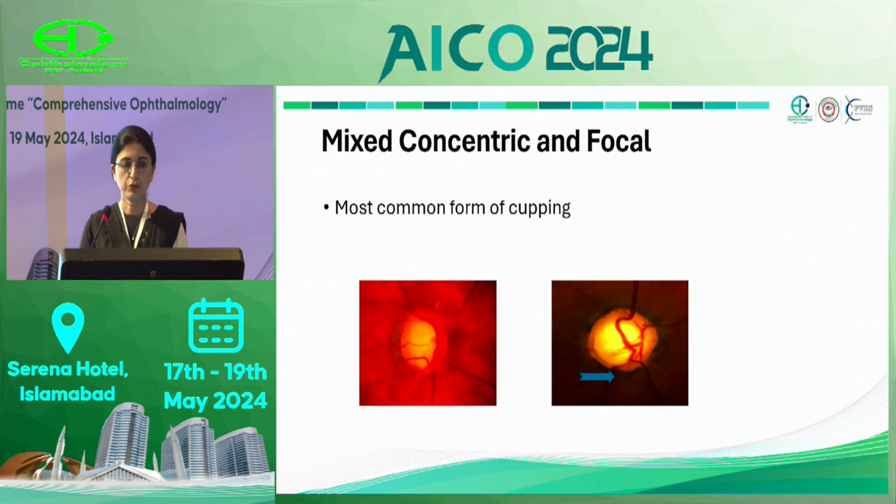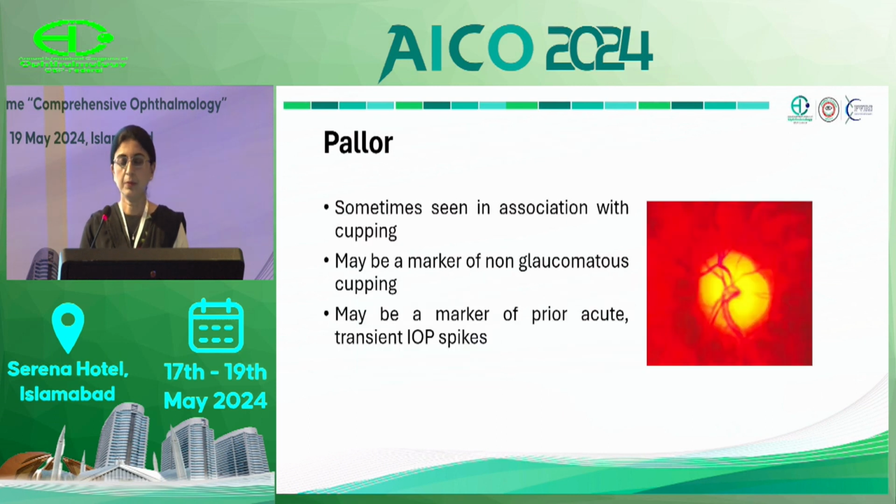We can see a combination of both. Sometimes you see more pallor than cupping. Pallor is usually suggestive of ischemic damage and is associated with neurological disease. Sometimes with very high pressures, pallor can develop. So pallor means color contrast is missed, and now we do not see any differentiation between the neuroretinal rim and the cup. If you look at the blood vessels, the angulation is normal.